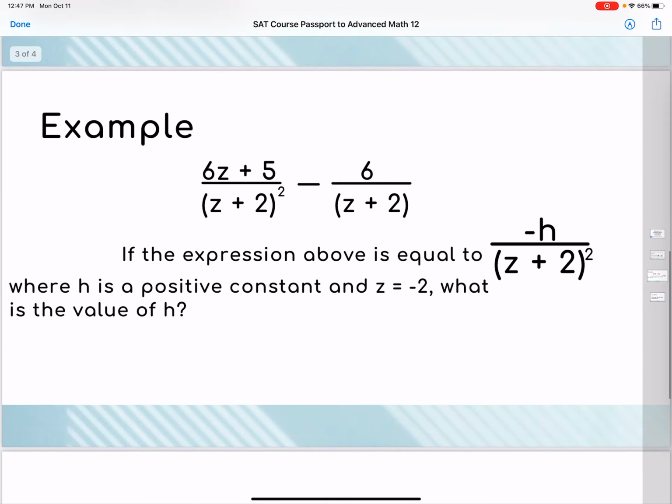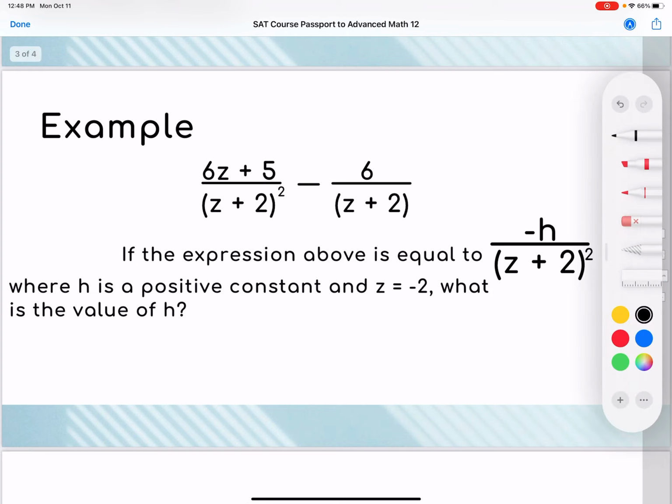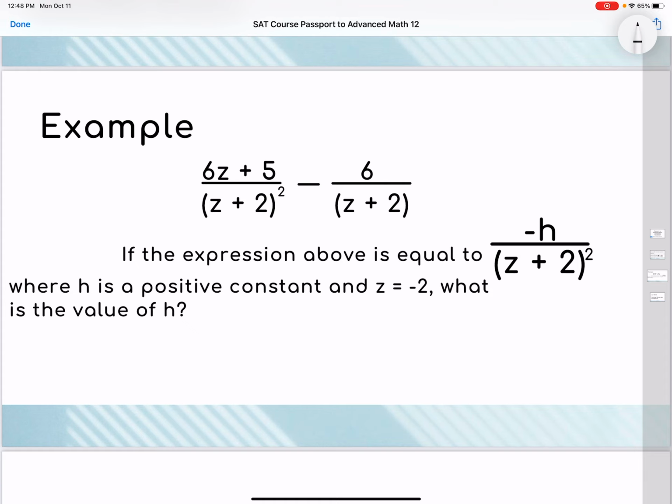All right, so if we view an example now, it says if the expression above is equal to negative h over z plus 2 squared, where h is a positive constant and z is not equal to negative 2, then what is the value of h? Well, first we know here it says that these two things are equal to each other. So that first part was equal to the part provided in the second part of the problem. So if we set that up, we'll have 6z plus 5.